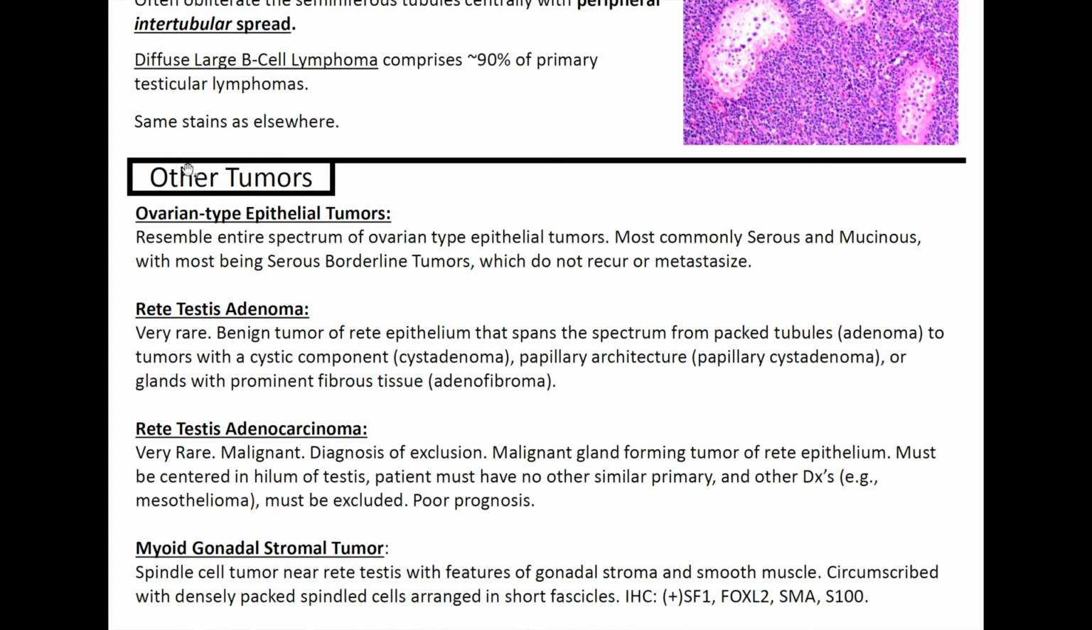Lastly, of the other tumors category, you have a myoid gonadal stromal tumor. This is a spindle cell tumor near the rete testis with features of gonadal stroma and smooth muscle. It's going to be circumscribed with densely packed spindled cells arranged in short fascicles. And for IHC, it's going to be positive for SF1, FOXL2, SMA, and S100.